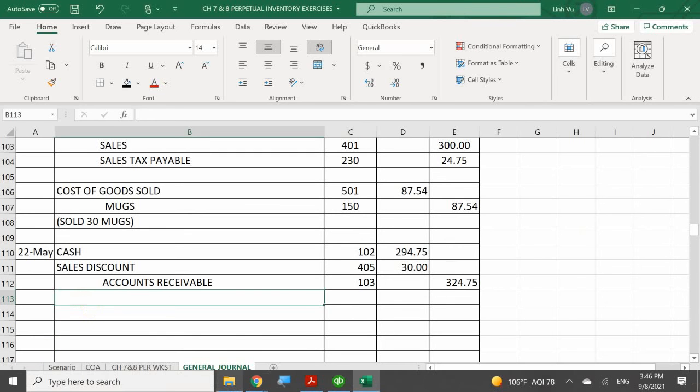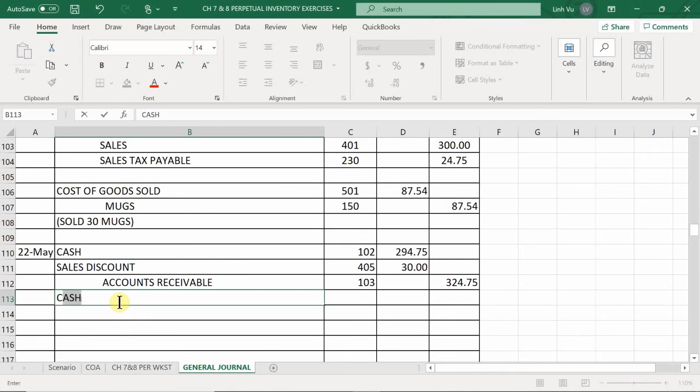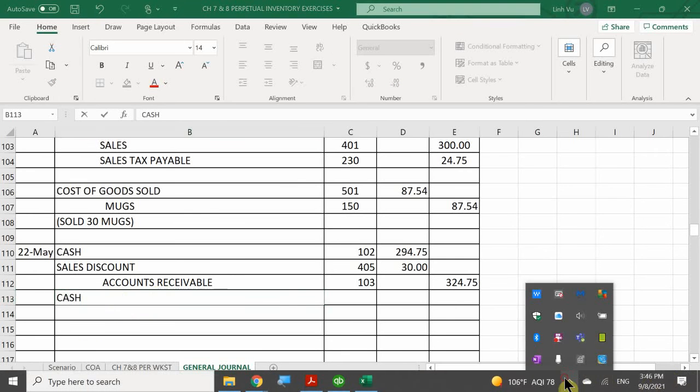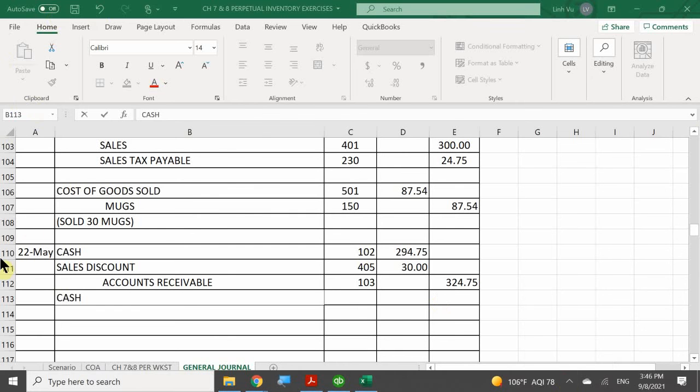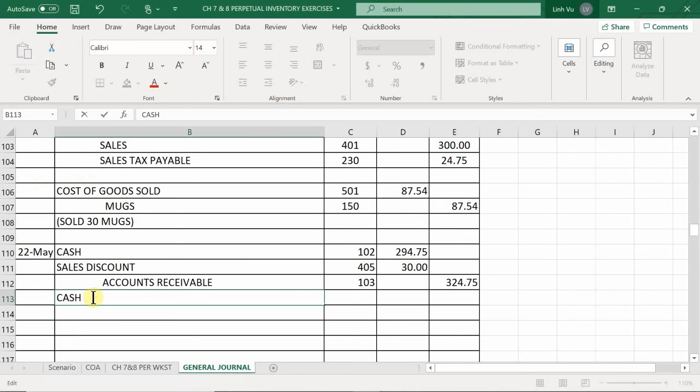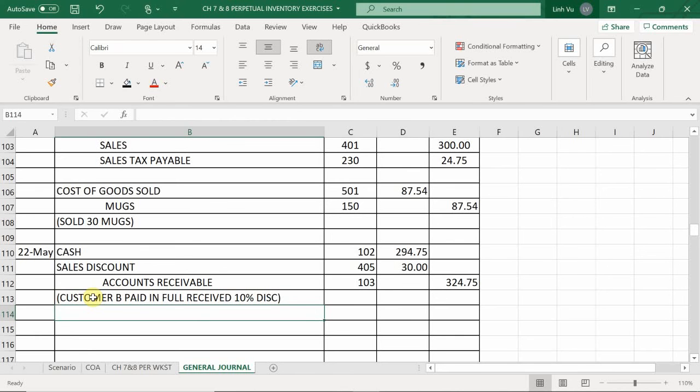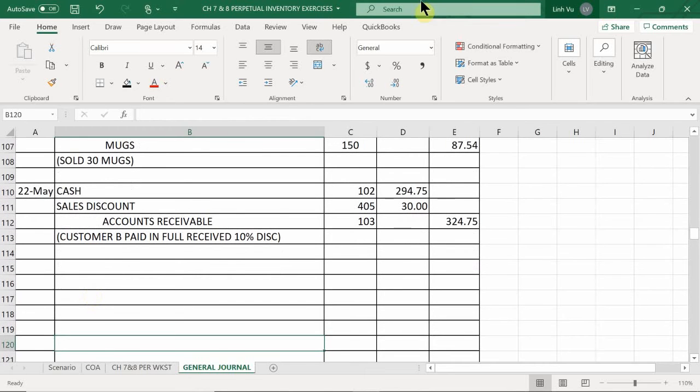Right? So then I'm going to go ahead and fill in the rest of the information here, saying that customer B paid in full and received 10% discount. Okay. Here.